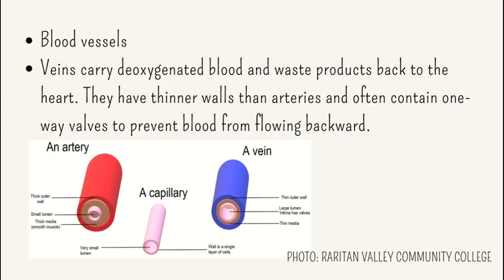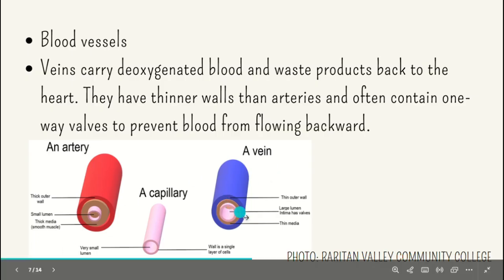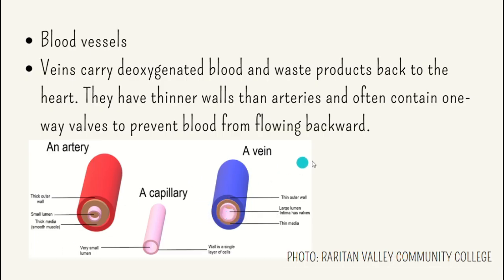And they have valves. Valves in our veins are very common, and they serve a very key essential function, right? To prevent the backflow of blood. So we say veins are carrying deoxygenated blood to the heart, and these veins have valves to prevent the backflow of blood, because we don't want the deoxygenated blood to go where it's not supposed to. So now, as you can see, the vein has an extremely large lumen.